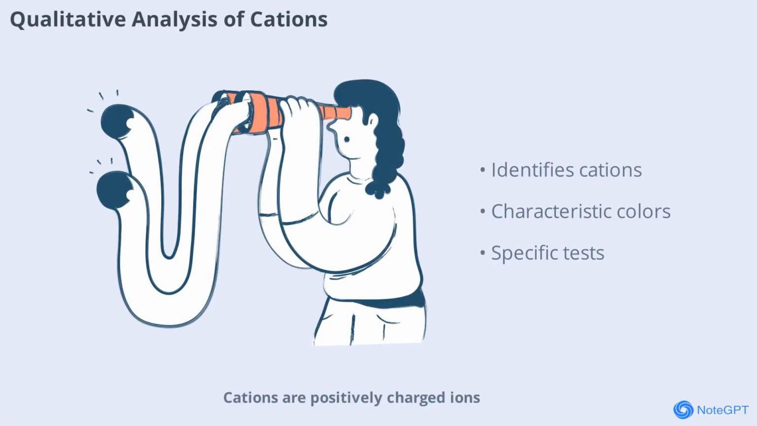Cations are positively charged ions, and their identification is a key part of qualitative analysis. Common cations include sodium, potassium, calcium, and iron. Each cation has specific tests that produce characteristic colors or precipitates. Learning these tests helps you identify unknown samples and understand the chemical behavior of different elements.